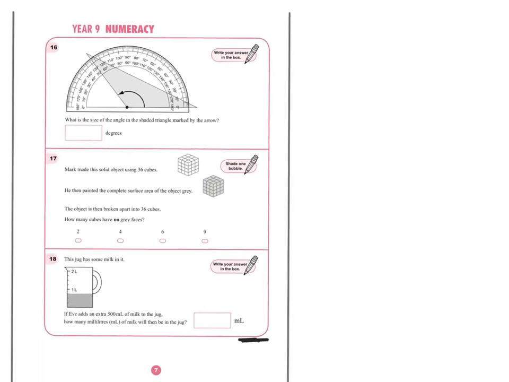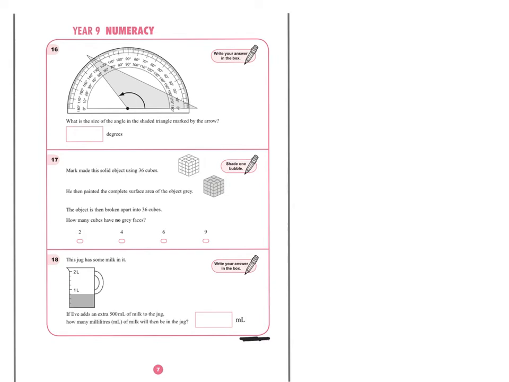Question 16 says, what is the size of the angle in the shaded triangle marked by the arrow? So this here is 90, and you're looking from this. This is the 0. It starts from 0, so 0, 10, 20. We're going anti-clockwise because that's the arrow that we have. So this is 90, then it's 110, then 120.